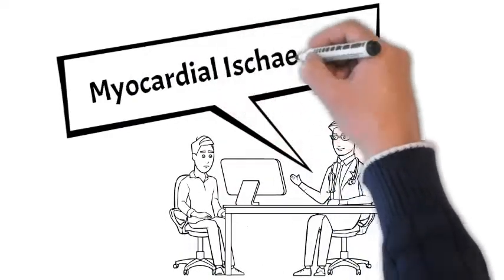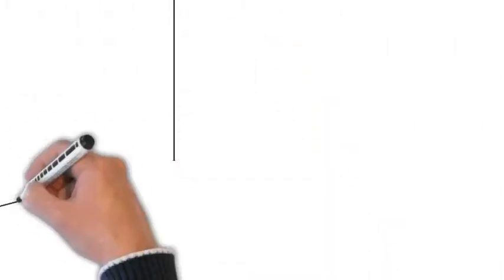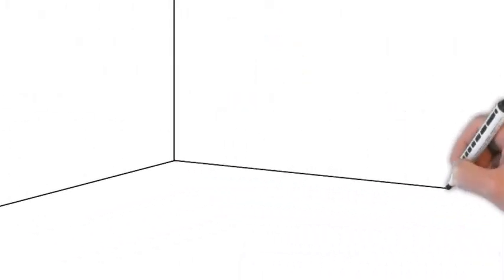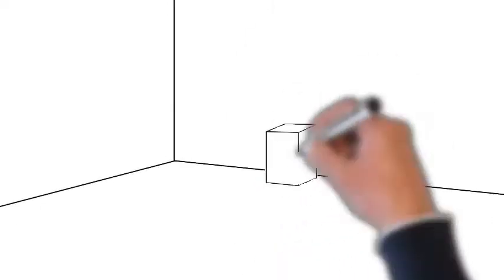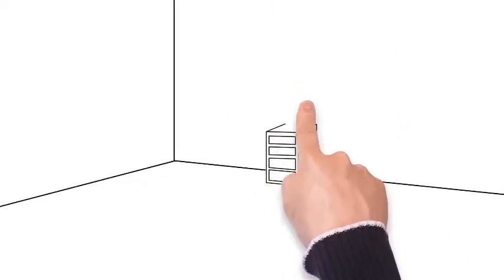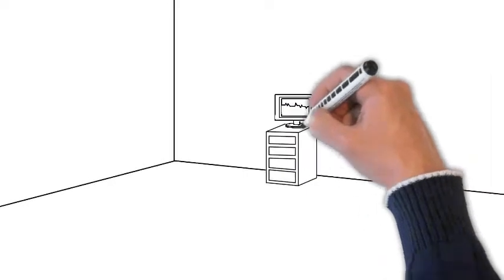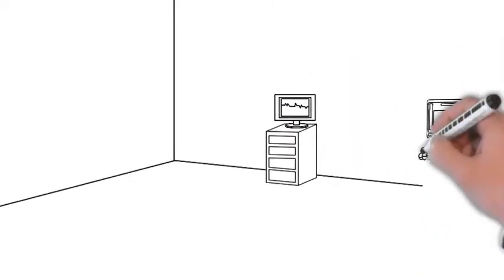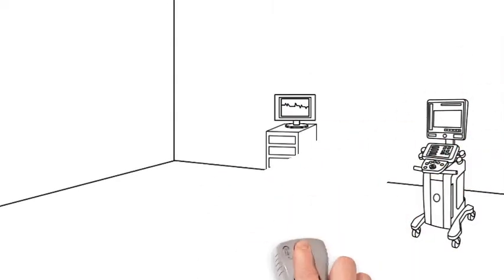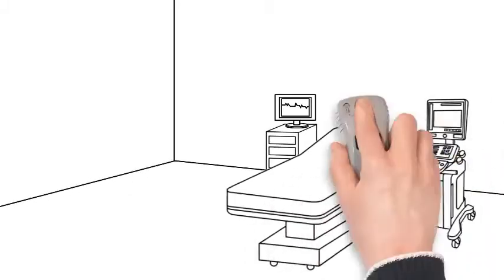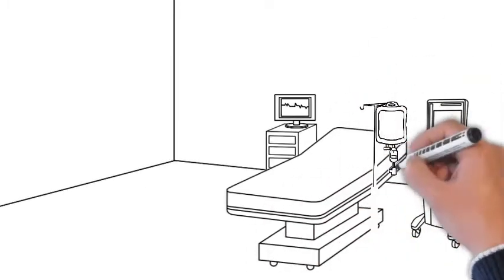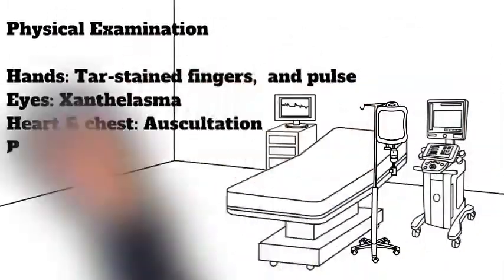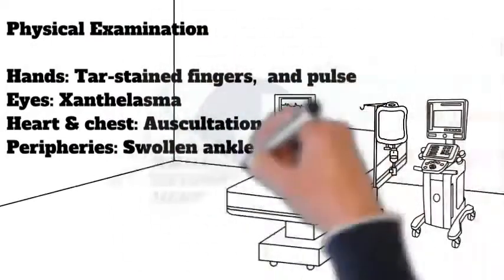To support it, we can perform a quick physical examination and lab investigations. As in this case, we can check hands for tar-stained fingers and pulse, eyes for xanthelasma, heart and chest for auscultation, peripheries, and swollen ankles. Now it's time to tell the patient about the management part, including investigations and treatment.